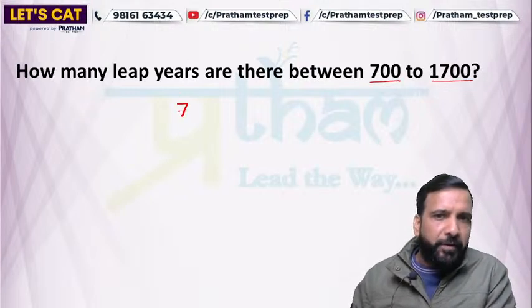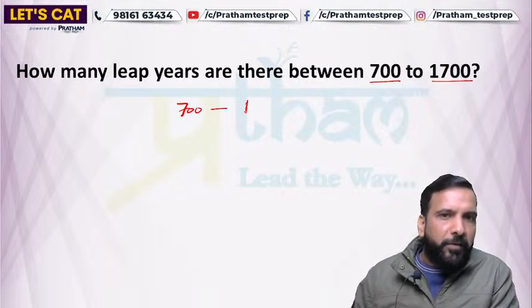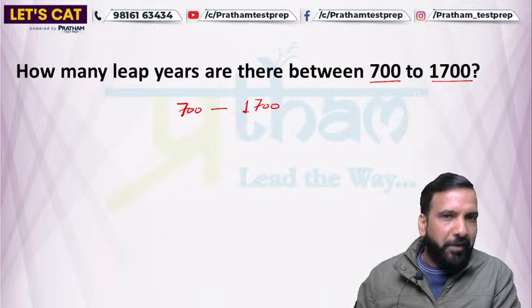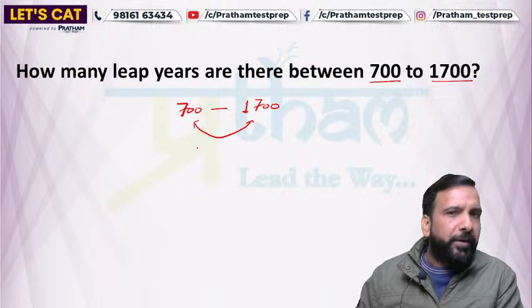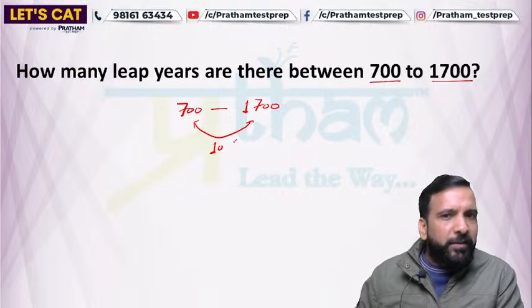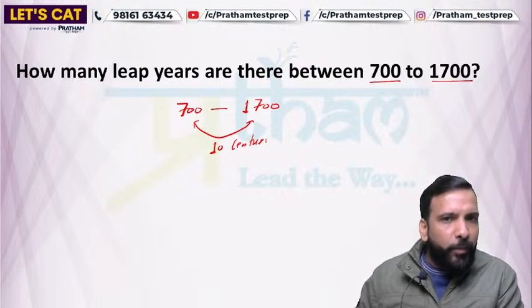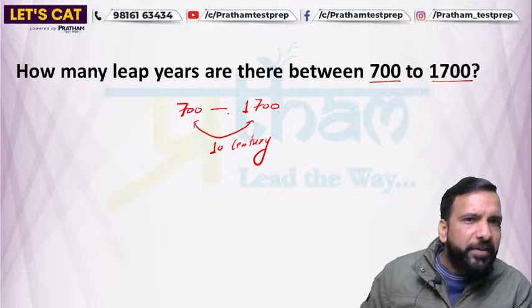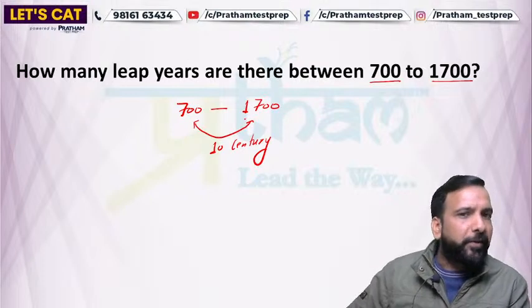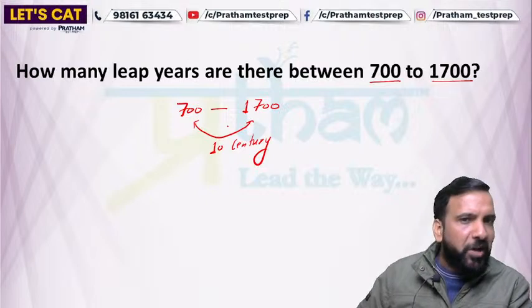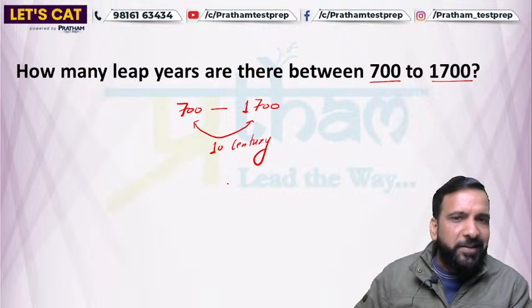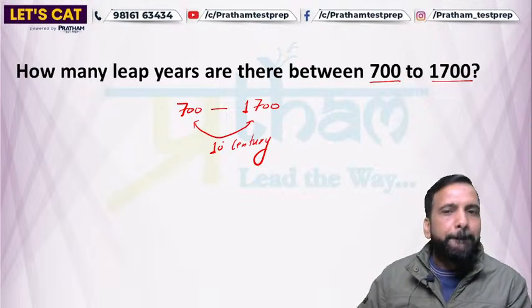From 700 to 1700, how many leap years are there? So how many years are there from 700 to 1700? There are 10 century years. How many? 10, right? It is approximately 1000 years from 700 to 1700. 1 century is 100 years, and here there will be 1000 years, so we can easily say 10 century years are there, right?